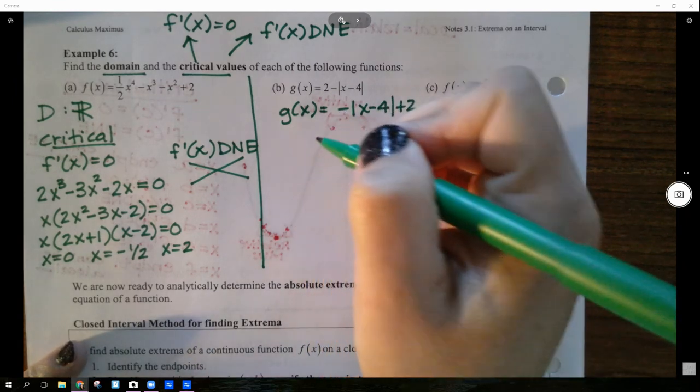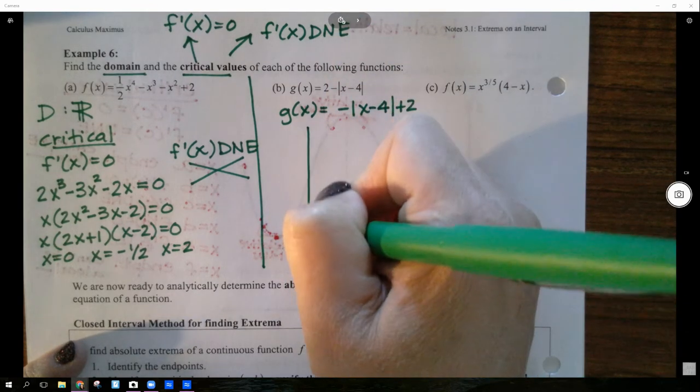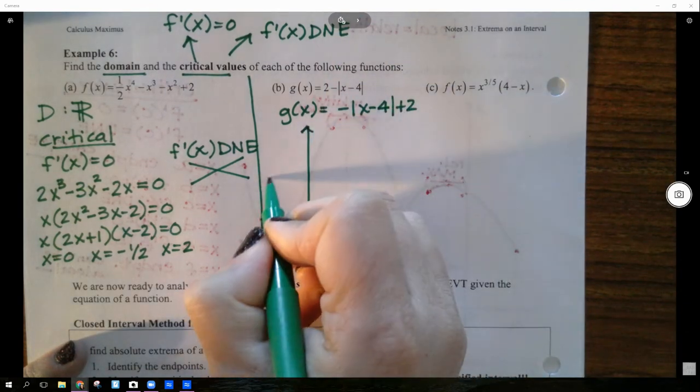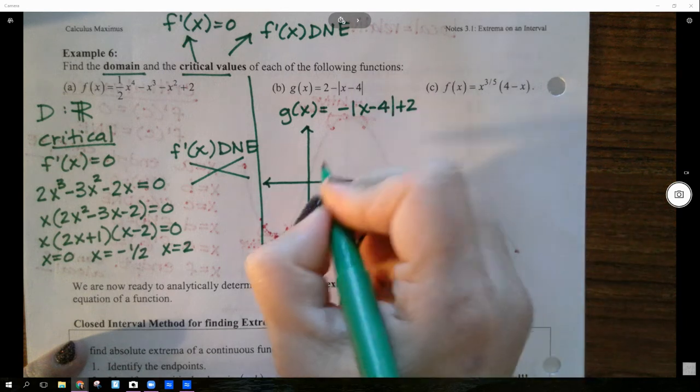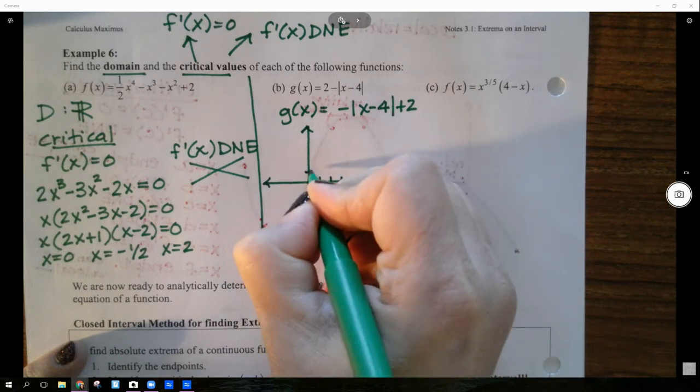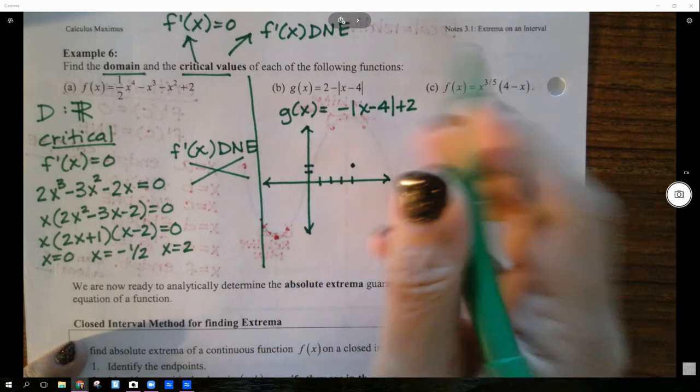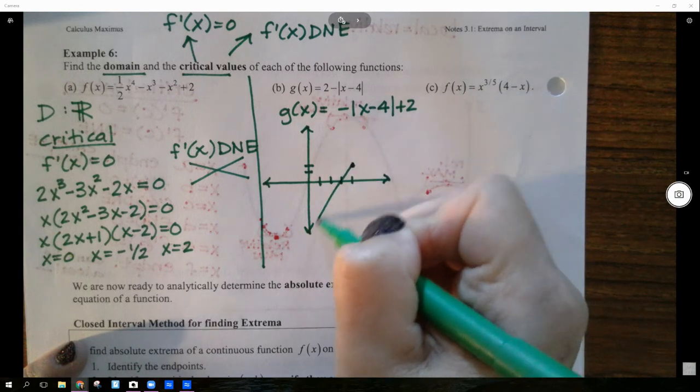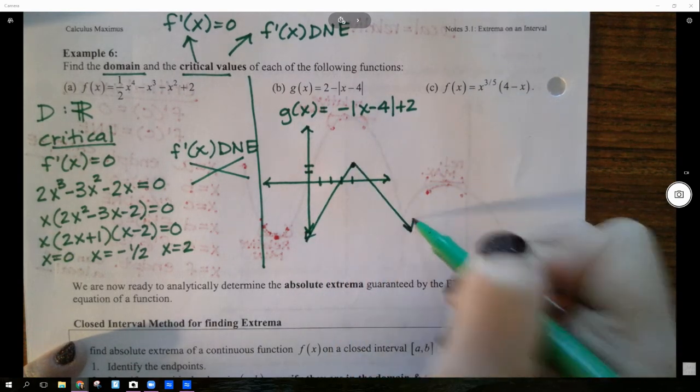So let's see here. If we reflect, this is going to end up like this. So 1, 2, 3, 4, 1, 2, like that. And it's going to have a slope of down 1 over 1. So it kind of goes like this.